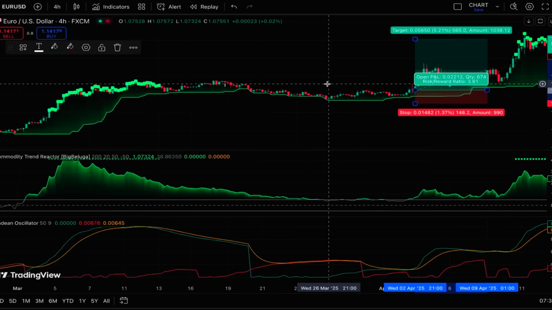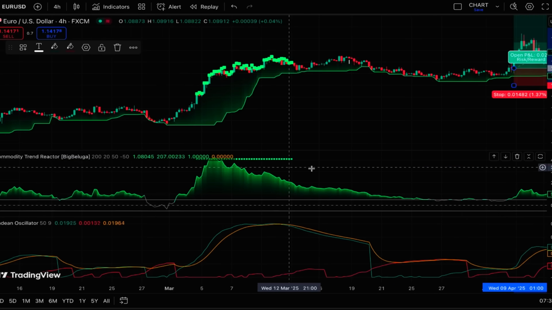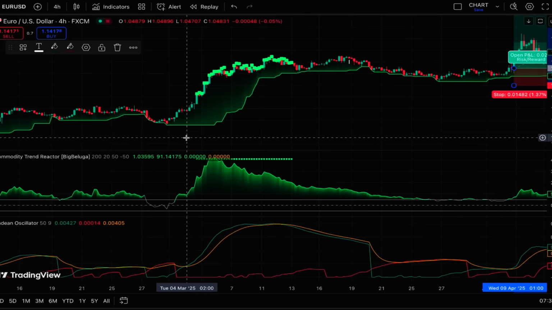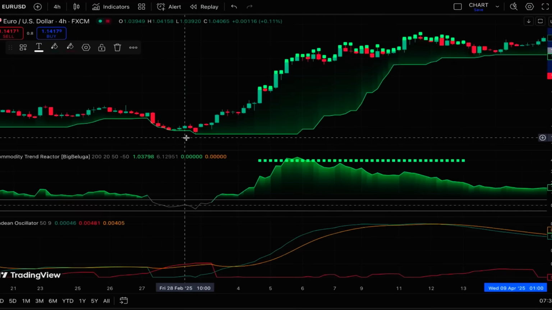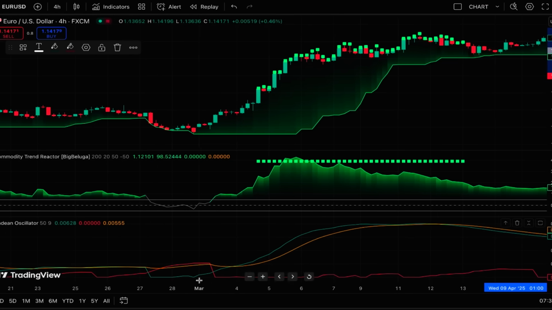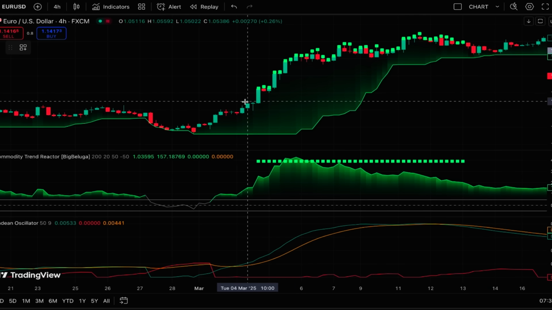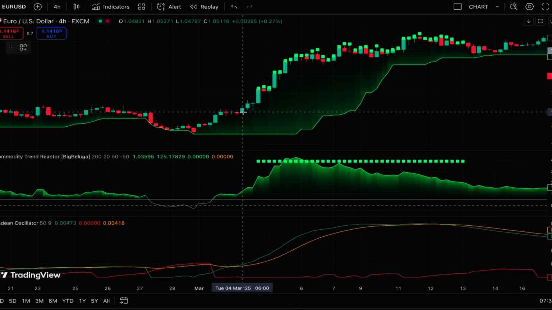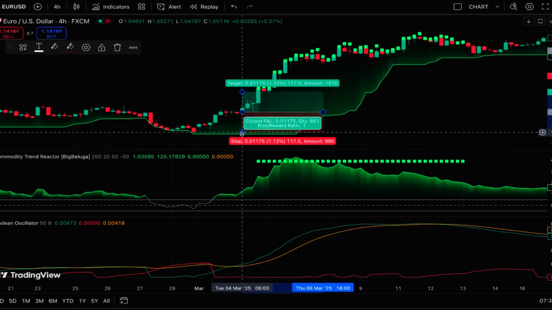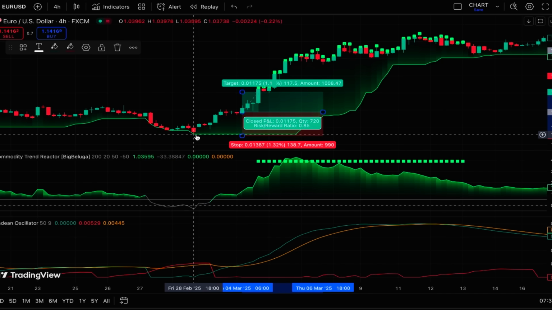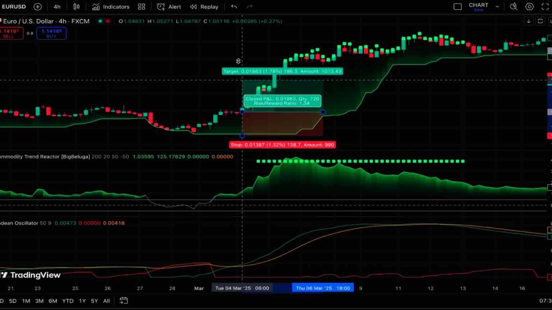Moving back on the chart to show you more examples, you can see that this indicator is still green, so we should look for long position opportunities. Here you can see that the green line crossed above the red line and then after that crossed above the orange line. So we have a confirmed buy signal, and we can enter a long position at this point when this new candle is opened. The stop loss is placed below the previous swing low and the profit target at risk to reward ratio of 2.